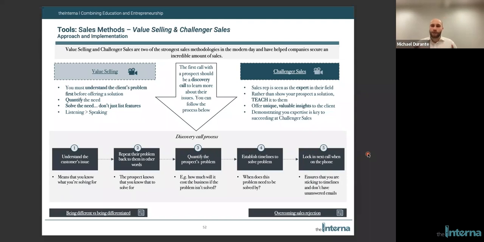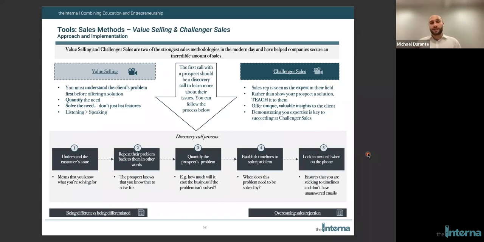So challenger sales, how does it differ to value selling? Challenger sales is really focused on making sure that you're coming across as the expert in your field. Now, as a salesperson, you may not be the expert in your field at that time, and that's fine. So use more of a value selling technique, where you're understanding what the problem is, but you know your product inside out, meaning that you can choose whichever feature is on there and link that to the problem that you're trying to solve.